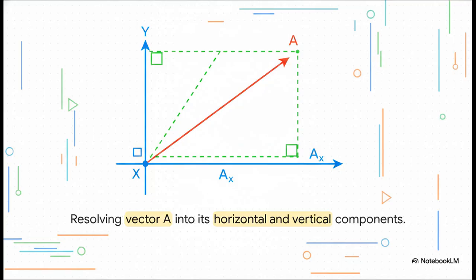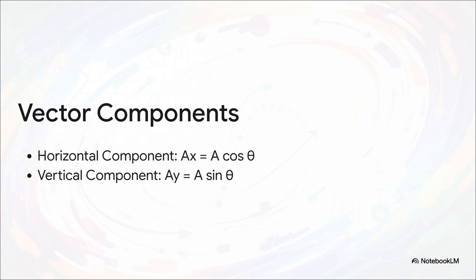What's absolutely fascinating here is how we can take literally any random vector pointing off into space and just snap it right onto that universal grid. Look at vector A here. By dropping perpendicular lines straight down to the x-axis and straight across to the y-axis, we turn one complex angled vector into two simple perpendicular shadows, A sub x and A sub y. We call this process resolving the vector into its components. And because these components form a perfect right triangle with the original vector, we can use some basic trig to lock them in mathematically.